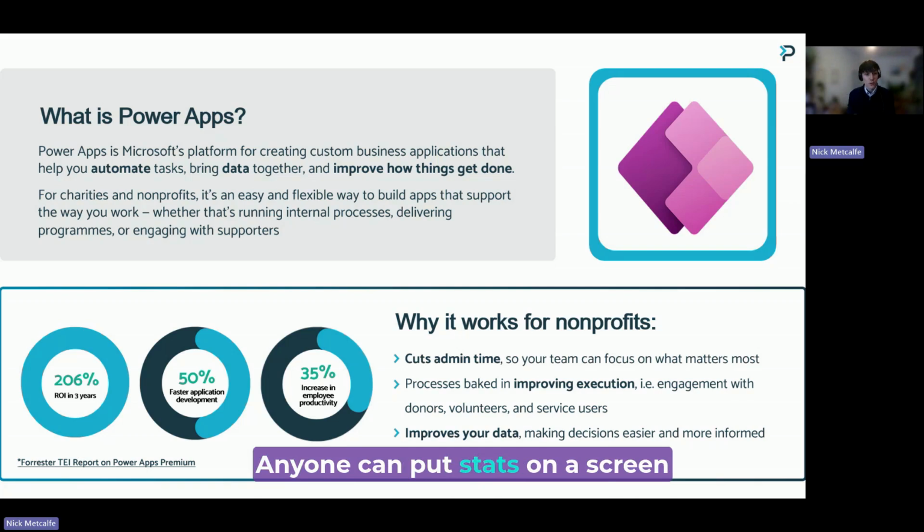Anyone can put stats on a screen to tell you the impact, like 206% return of investment in 3 years when adopting Power Apps, or 35% increase in productivity. These are great, but it doesn't explain why and how Power Apps achieves this. So why it cuts admin time. How does it do this? By using automation. Removes those manual tasks, reducing the admin time and increasing your productivity.